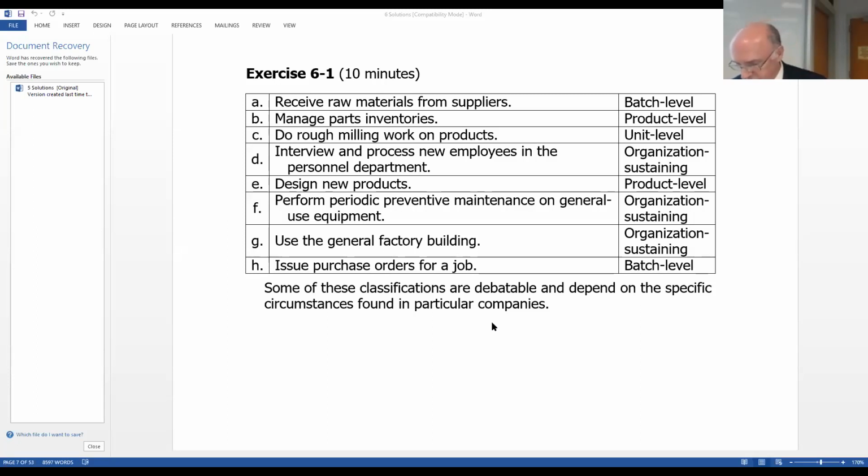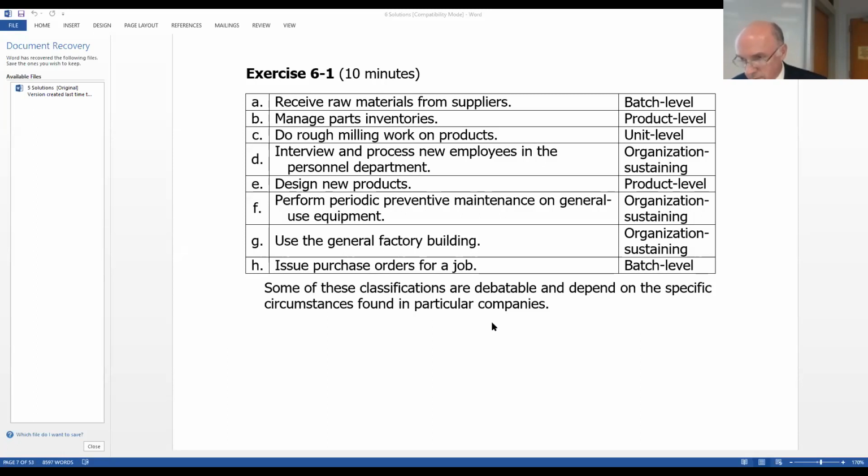You receive raw materials from suppliers. You make stuff in batches, perhaps, so that would be batch level. Manage parts inventory, that would be for particular products, so that would be product level. You do rough milling work on products, so that would be a unit level, because products are in terms of units. Each unit is milled.